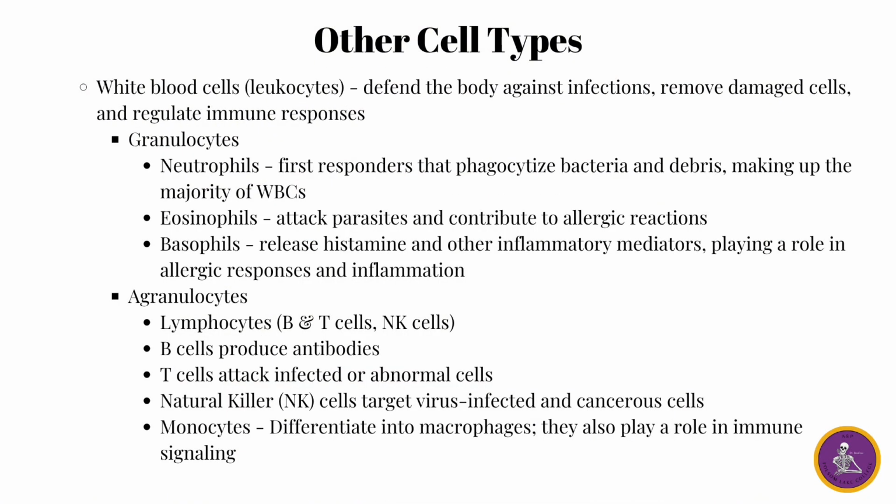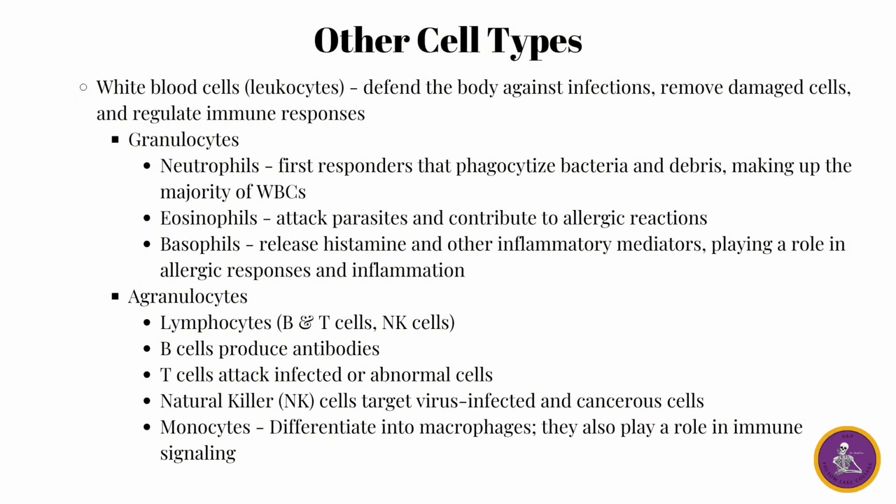White blood cells, or leukocytes, are another important population found in connective tissue, especially when the tissue is inflamed or injured. Granulocytes like neutrophils, eosinophils, and basophils are part of the first line of defense. Neutrophils phagocytize bacteria, eosinophils handle parasites, and basophils release histamine.